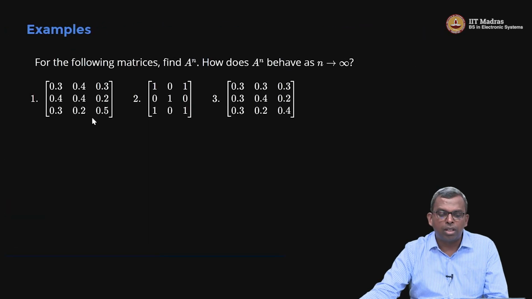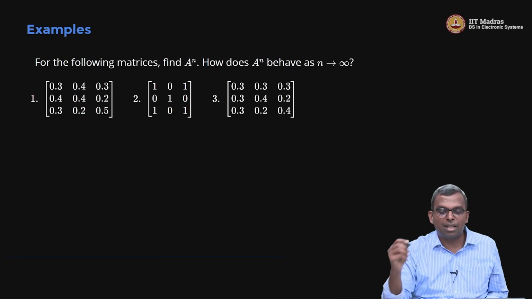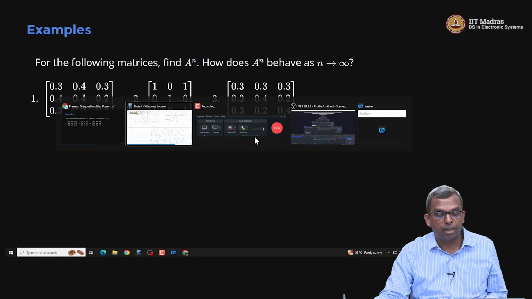Okay. So, I will urge you to try this very closely. Maybe we will try just one to see how that behaves, and maybe I will try the first one just to show you how that goes to a constant: 0.3, 0.4, 0.3; 0.4, 0.4, 0.2; and 0.3, 0.2, 0.5. Okay. Let us try that.